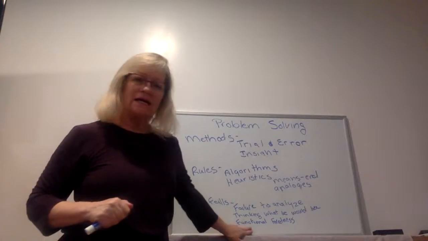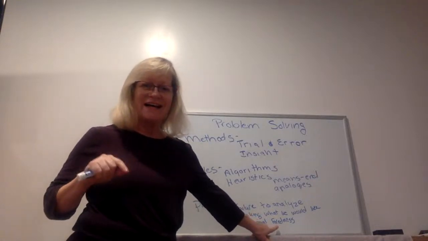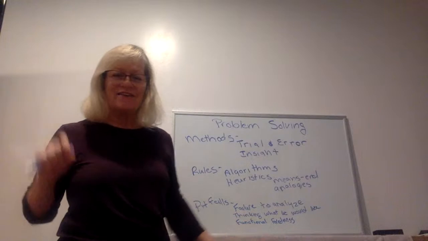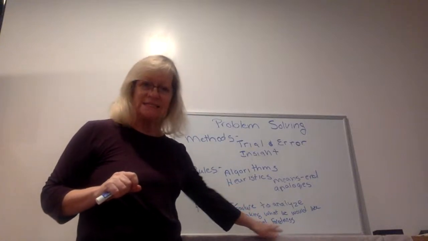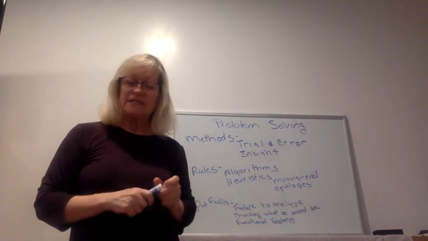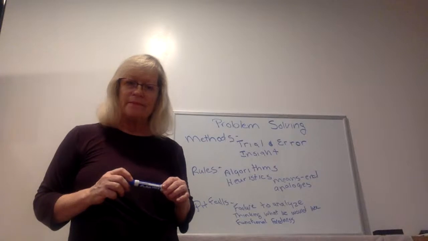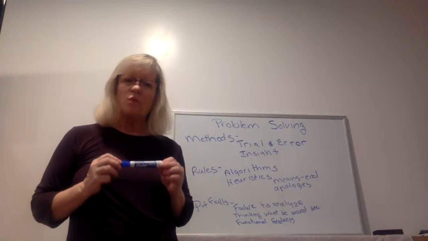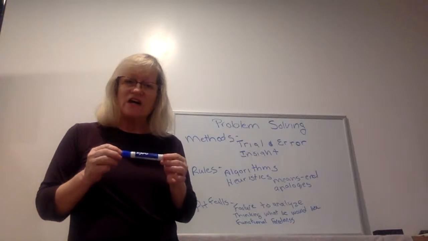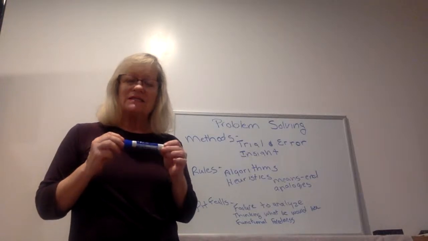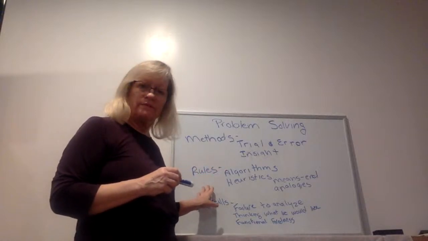And the last thing is called functional fixedness. A little bit of trouble with that word. Functional fixedness. Now, what functional fixedness means is that we see an item and we believe it only has one function. So we are fixed on the function of this pen. The purpose of this pen is to write on a whiteboard.